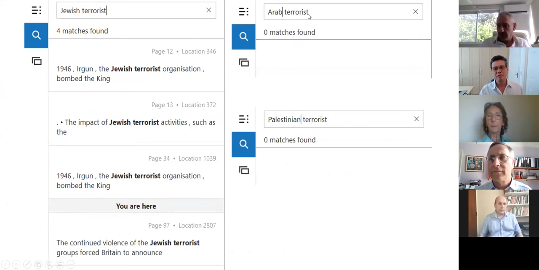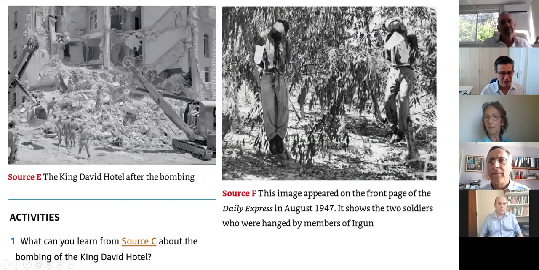They never use "Arab terrorist" or "Palestinian terrorist." Pictures, each picture is worth 1,000 words. And pictures in this book almost invariably portray Jews as terrorists, bent on violence, aggressors. You can see some of the pictures are really gory. It's not hard to imagine the emotional impact of that kind of picture on a 15-year-old. And the activities only reinforce that image of Jews as violent people, aggressors, and so on.